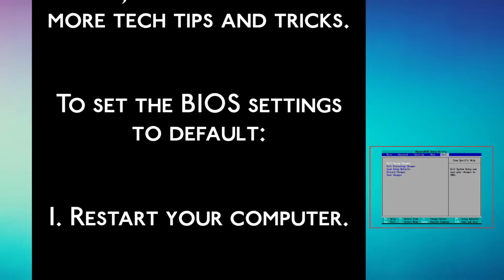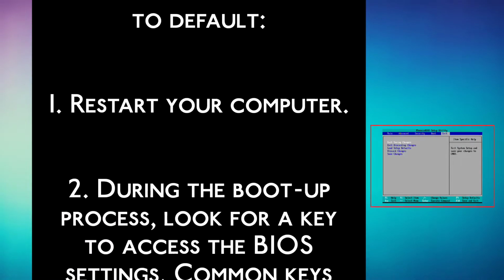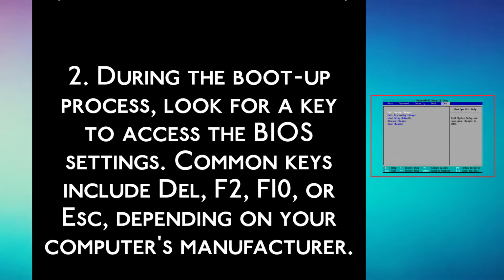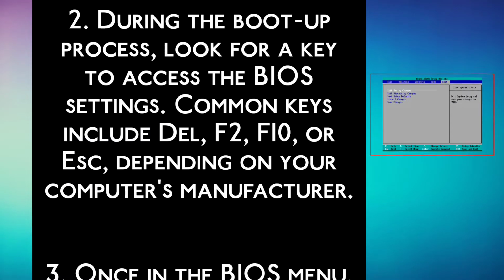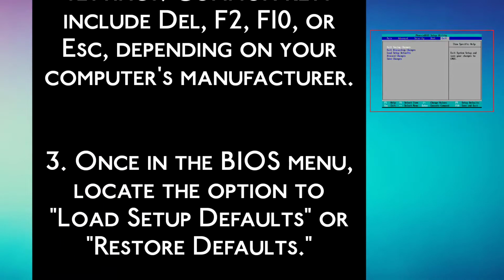To set the BIOS settings to default, Step 1. Restart your computer. Step 2. During the boot up process, look for a key to access the BIOS settings. Common keys include Del, F2, F10, or ESC, depending on your computer manufacturer.